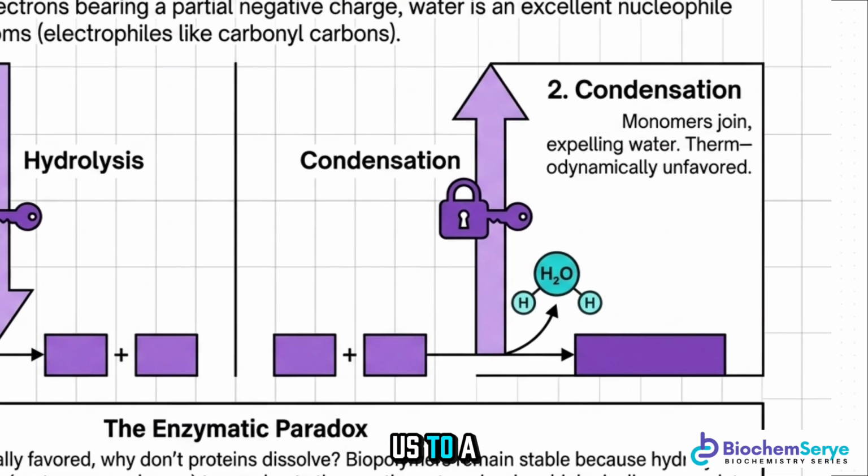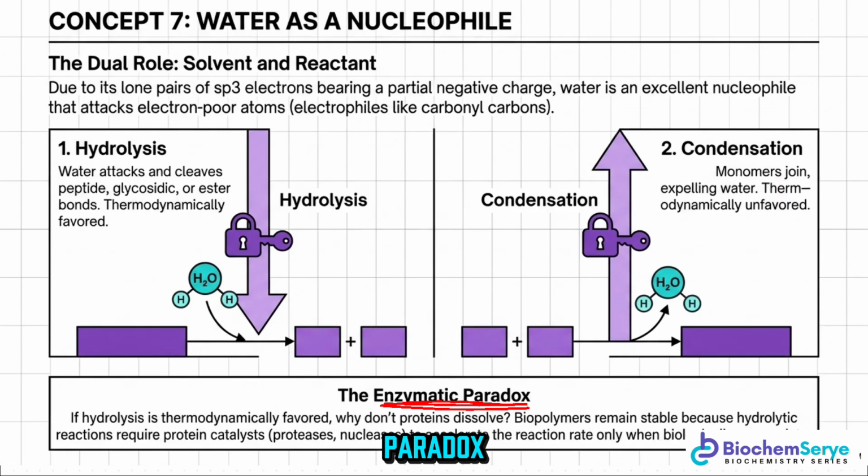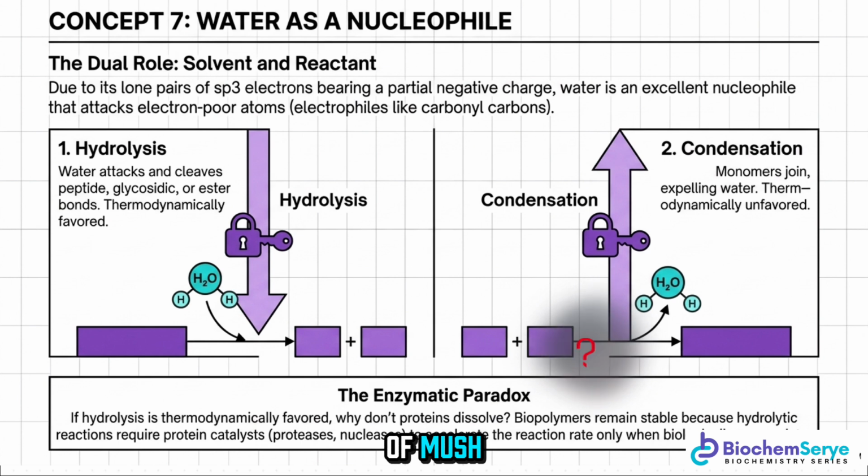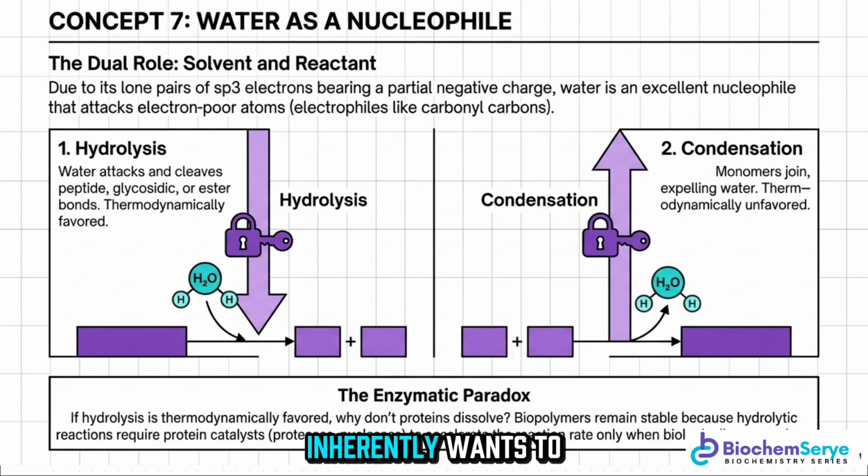Now this brings us to a really fascinating biological paradox. If hydrolysis is favored, why don't our proteins just spontaneously dissolve into a pile of mush? The answer is that while water inherently wants to break these bonds, the reaction happens far too slowly on its own. Our biopolymers remain perfectly stable because hydrolytic reactions require specific protein catalysts, enzymes, to accelerate the rate only when it's biologically appropriate.